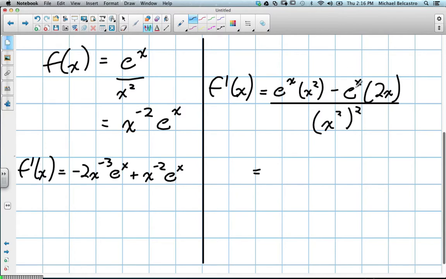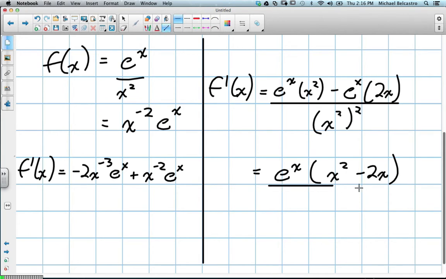We'll see if we can simplify this a little. We can factor out e at x in the top one. So we get e at x, and we have x squared minus 2x. And this becomes technically x to the power of 4. Okay. And our other example here, we'll jump back to the left. Let's see what we can do here. On top we'll have e at x times -2.